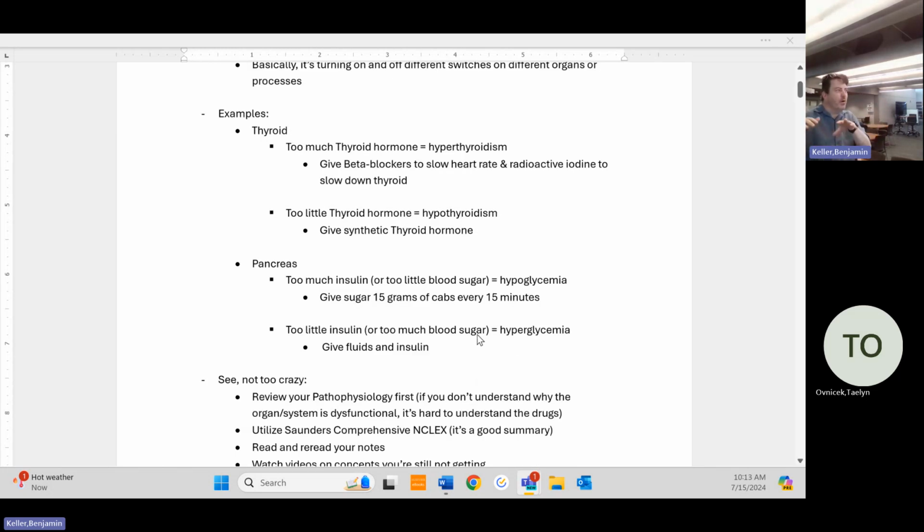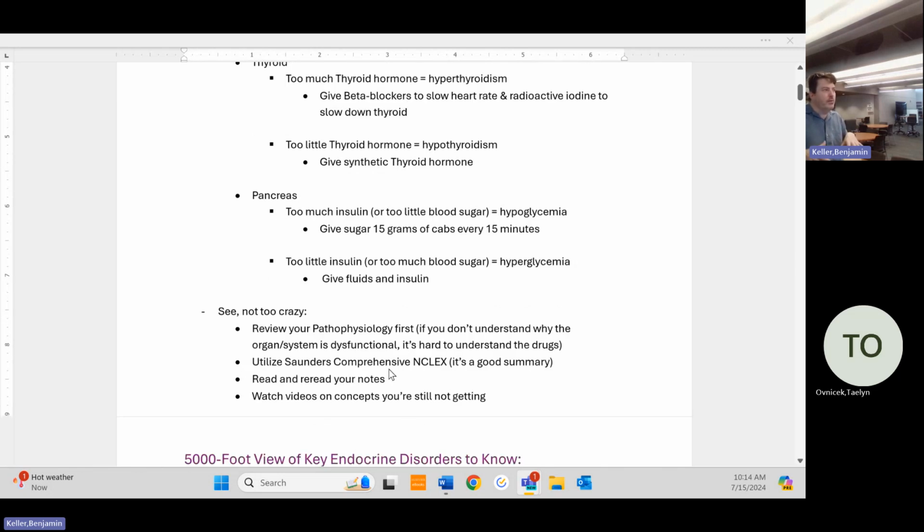The pancreas, we're all familiar with insulin. If we have too much insulin or too little blood sugar, that's hypoglycemia. So we can give more blood sugar in the terms of 15 grams of carbs every 15 minutes or so. Too little insulin, though, or too much blood sugar, and we get hyperglycemia. So we want to treat somebody with that. We give them some insulin to bring down their blood sugar. Sometimes we give them fluids and things. See, so it's not too crazy.